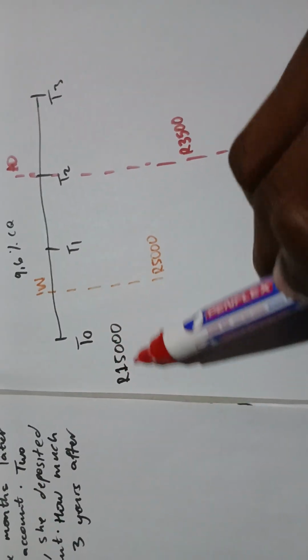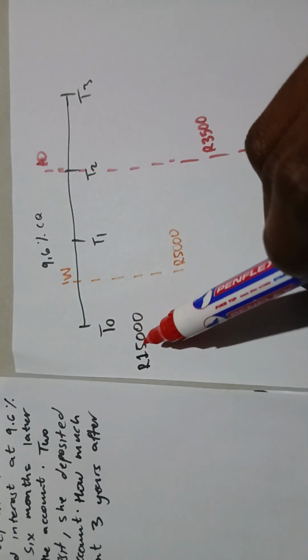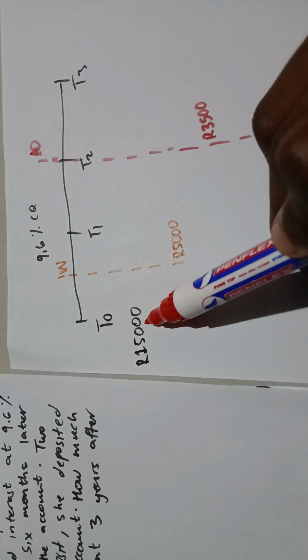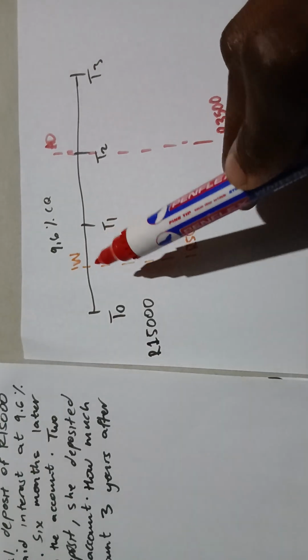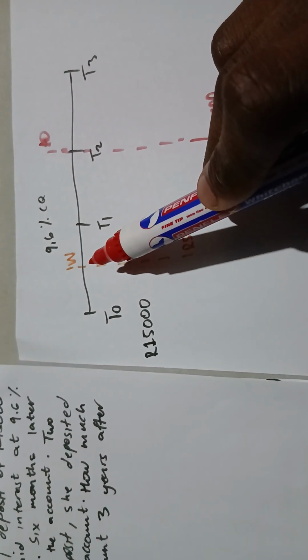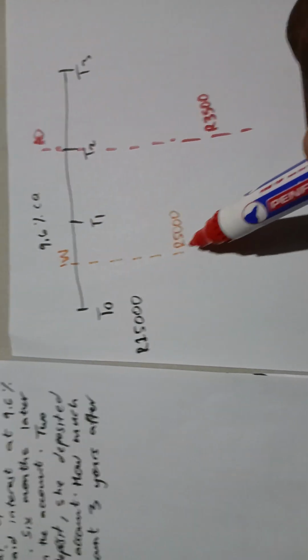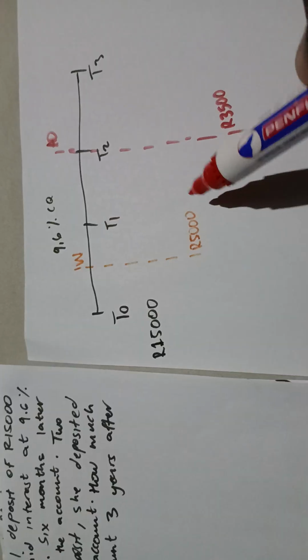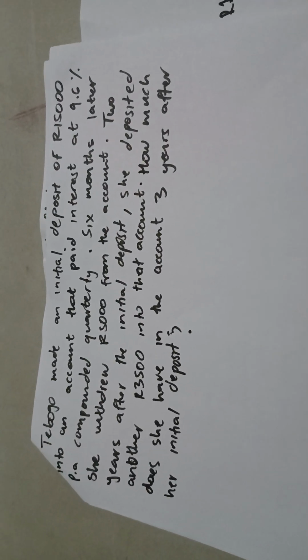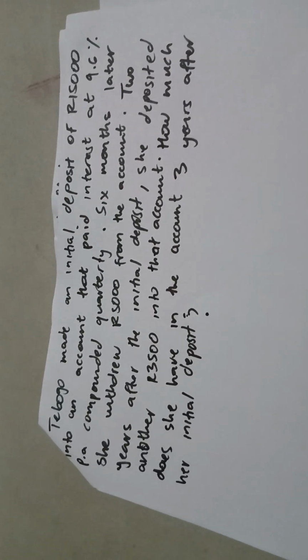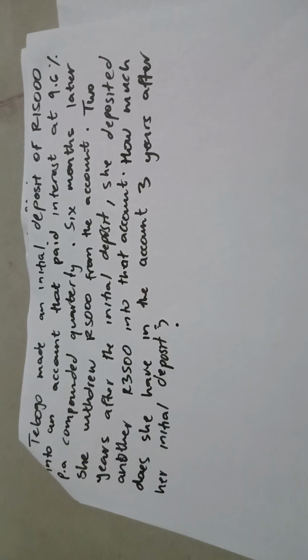So T0 is the initial deposit, which was 15,000 rands. Then 6 months later, which is half of the first year, she withdrew 5,000 from the account, né? Then 2 years after the initial deposit, she deposited another 3,500 into that account. So how much money will she get after 3 years?